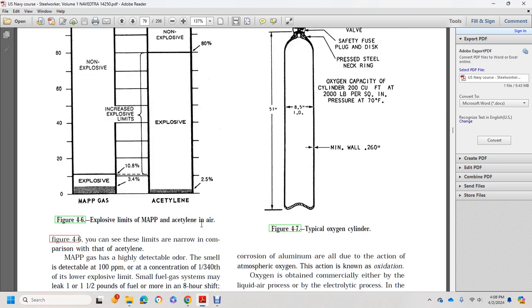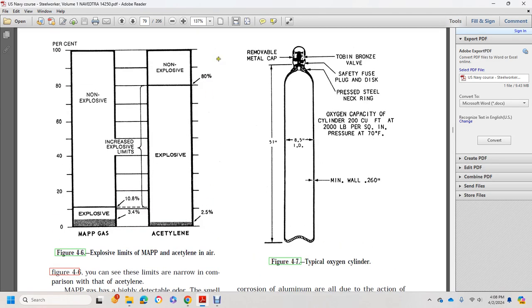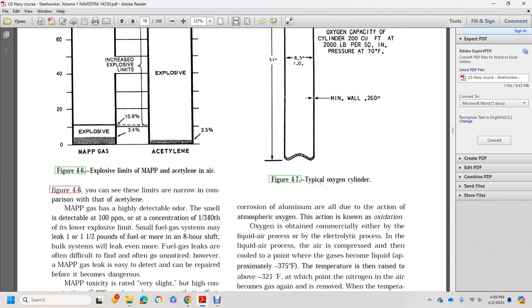This action is oxidation. The oxygen cylinder has a cap, a bronze safety fuse plug disc, and a pressure steel neck ring. Oxygen capacity is 200 cubic feet at 2,000 pounds per square inch pressure at 70 degrees Fahrenheit. The cylinder is 8.5 inches in diameter, 51 inches tall, with a minimum wall thickness of 0.26 of an inch.